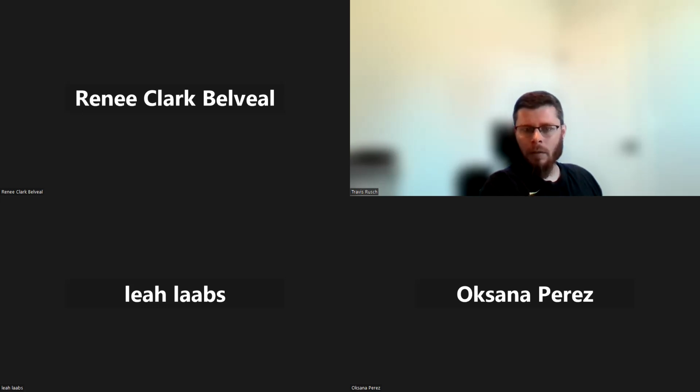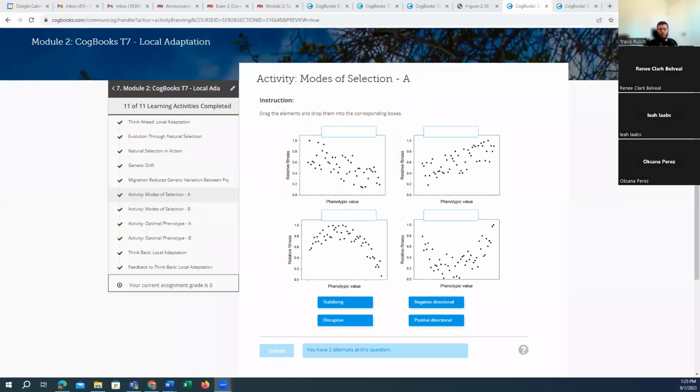Here, I'll share my screen and explain it visually. But first, why don't we go over some of the selection modes too? Let's go through these four activities, and it'll get us to this optimal phenotype that some people emailed questions about too.